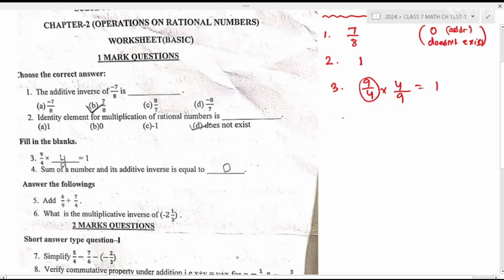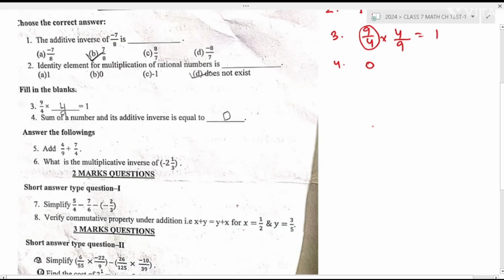Now next question number 4. The sum of a number and its additive inverse is always equal to 0. We already covered this in sheet 1. Next question number 5.